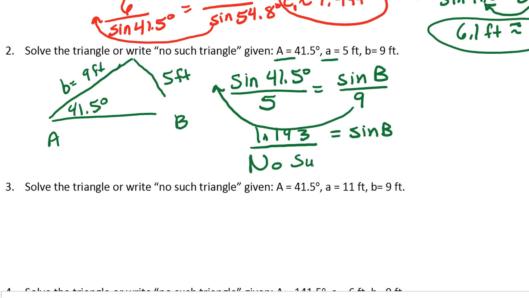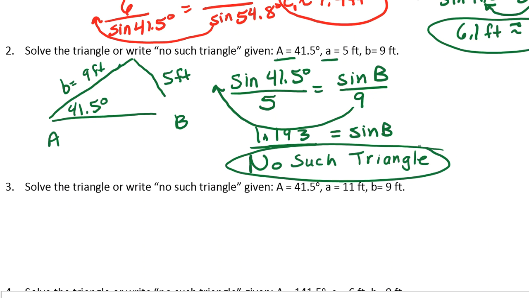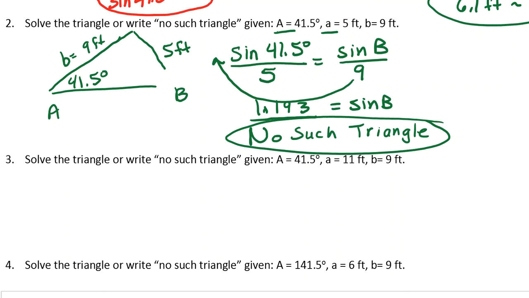So we like this problem. There is no such triangle, and we are ready to move on to the next problem. So if you'd circle that for me, make sure that you don't just guess at that. Make sure that you show me the work that justifies that.